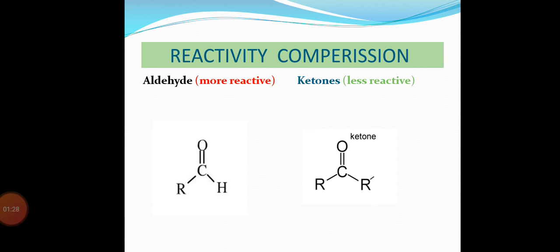So the carbonyl of the aldehyde group contains at least one hydrogen, and the carbonyl of the ketone must contain two alkyl groups on both sides. So the presence of these groups with the carbonyl group shows that both are different functional groups, and both functional groups have different reactivity rates.